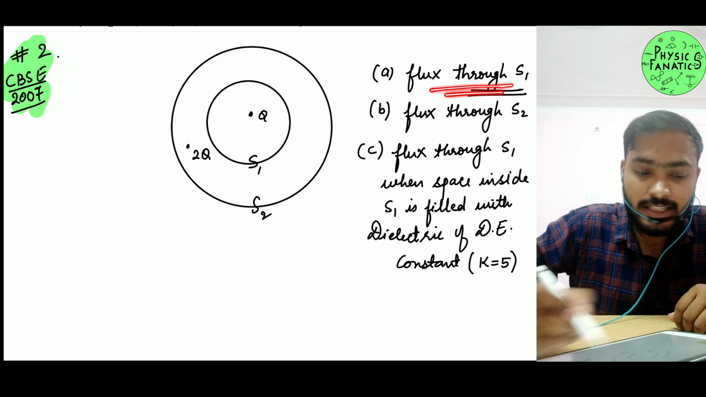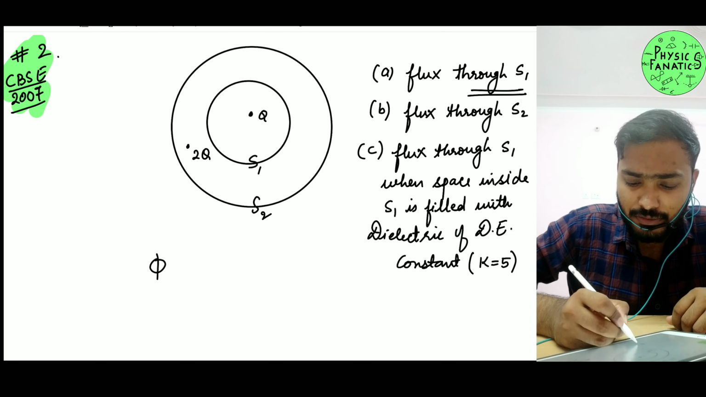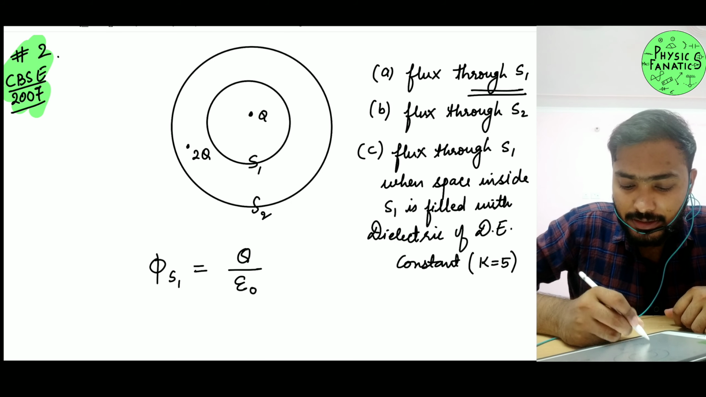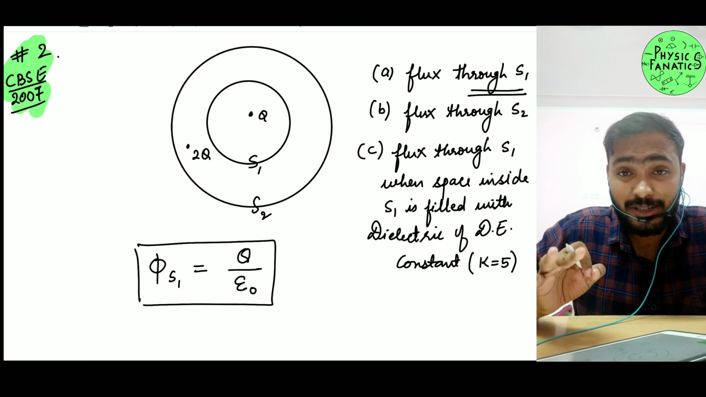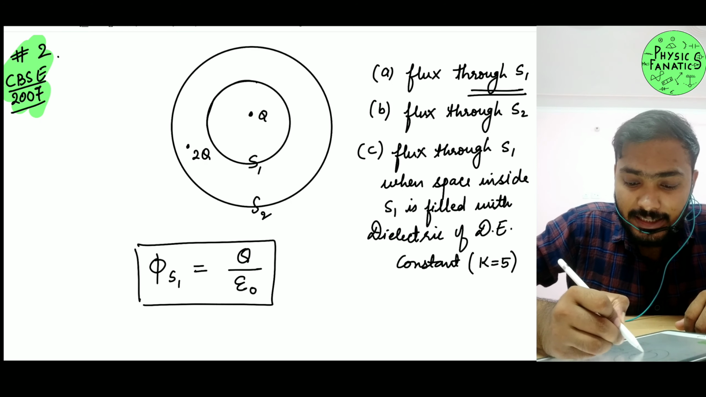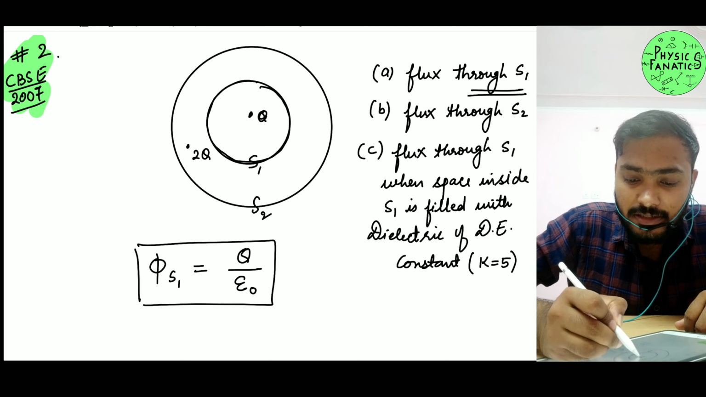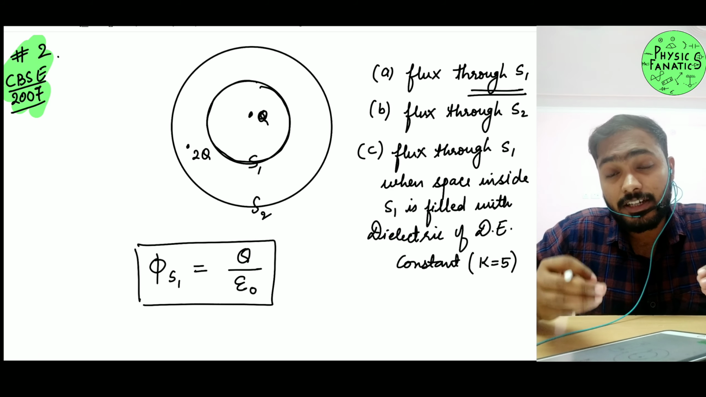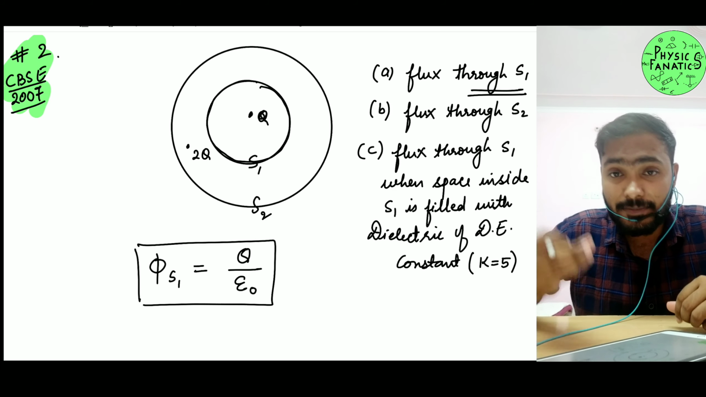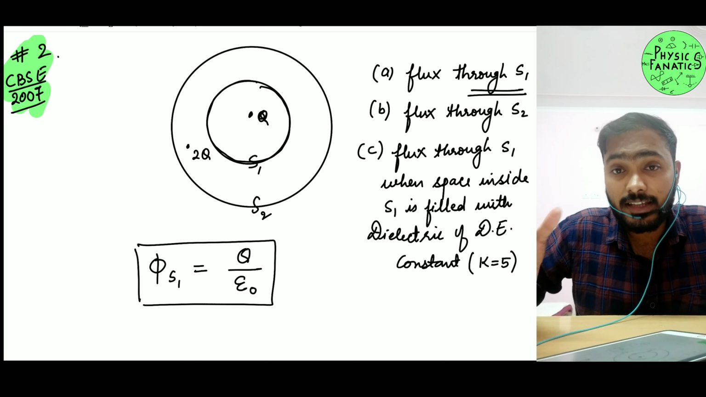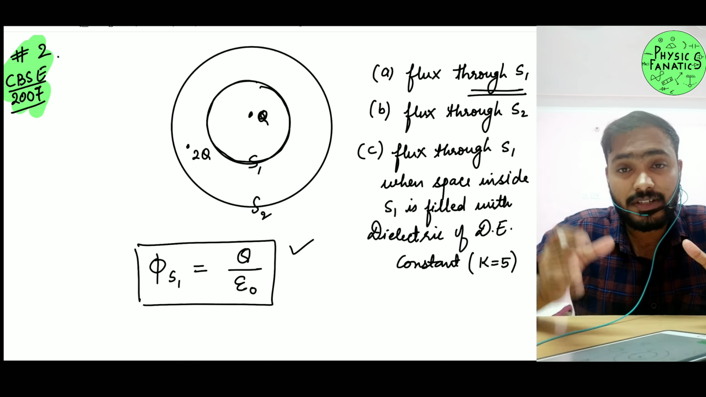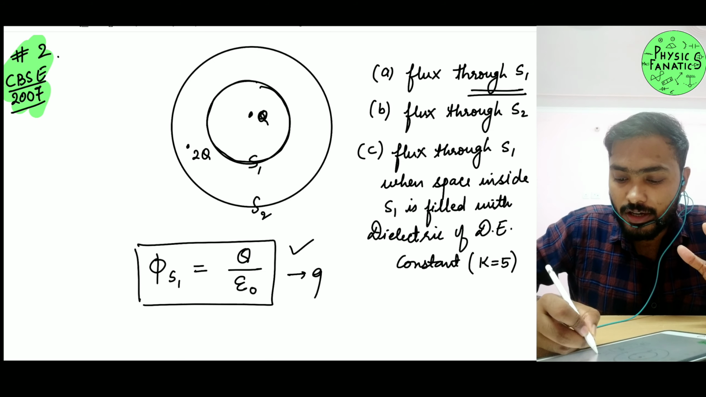So the flux through S1, I can very nicely write as Q upon epsilon naught. I hope there is no doubt in this particular expression. You guys can see the S1 surface includes my Q charge, Q is the net charge inside there, and from a Q charge I get Q by epsilon naught as the flux passing through that closed surface. I hope that is understandable. The first answer is that the net flux passing through your S1 surface is Q by epsilon naught. This is by Gauss law. I hope that is understood.